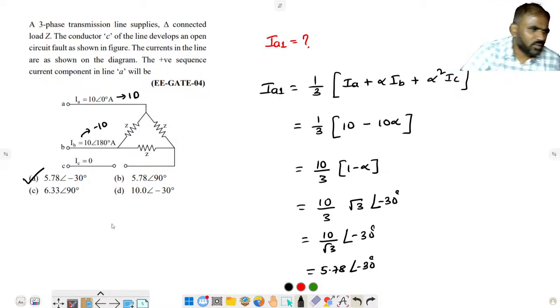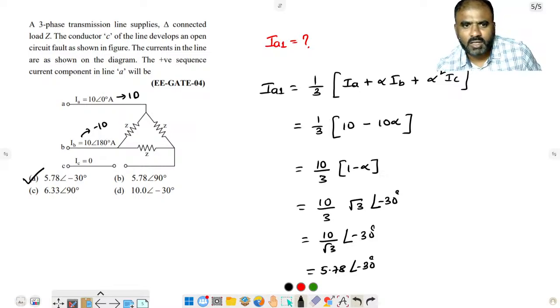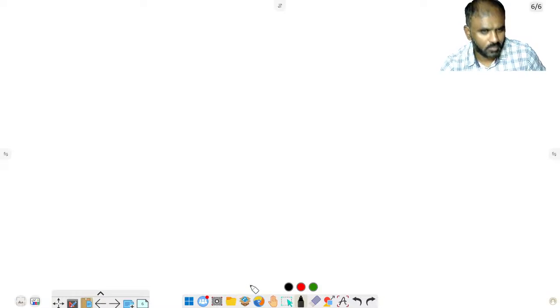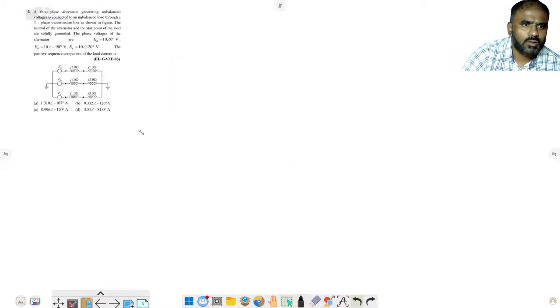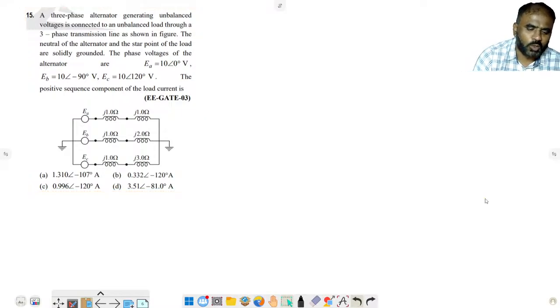There is one more question given from this topic, again for 2 marks. I am going to paste this question and explain how to solve it, but you need to solve it. It is given in GATE 2003. EA, EB, EC are given, and both neutrals are joined. What is the current here? Tell me.